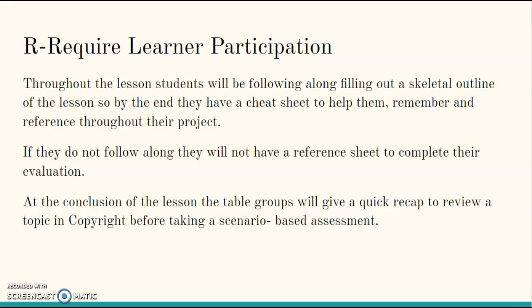Required learner participation: throughout the lesson, students will be following along, filling out a skeletal outline of the lesson so by the end they have a cheat sheet to help them remember and reference through their project. If they do not follow along, they will not have a completed reference sheet to help them complete their evaluation. At the conclusion of this lesson, the table groups will give a quick recap to review a topic in copyright before taking a scenario-based assessment.